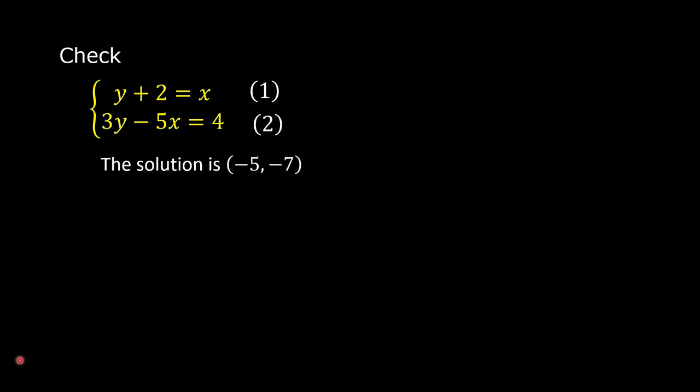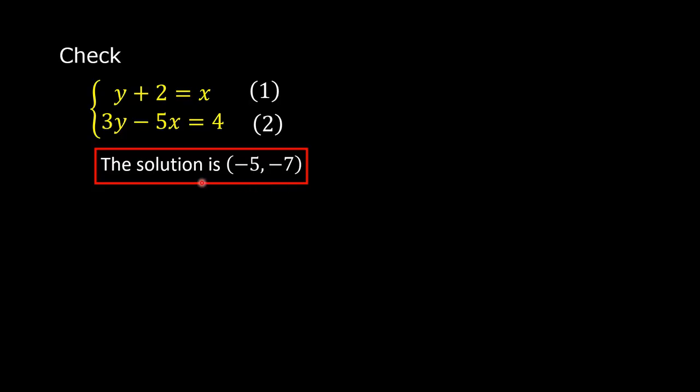Let us check. This is the given system of linear equations. This is equation 1. This is equation 2. This is the solution we got. Negative 5 comma negative 7. Negative 5 is the value of x and negative 7 the value of y.